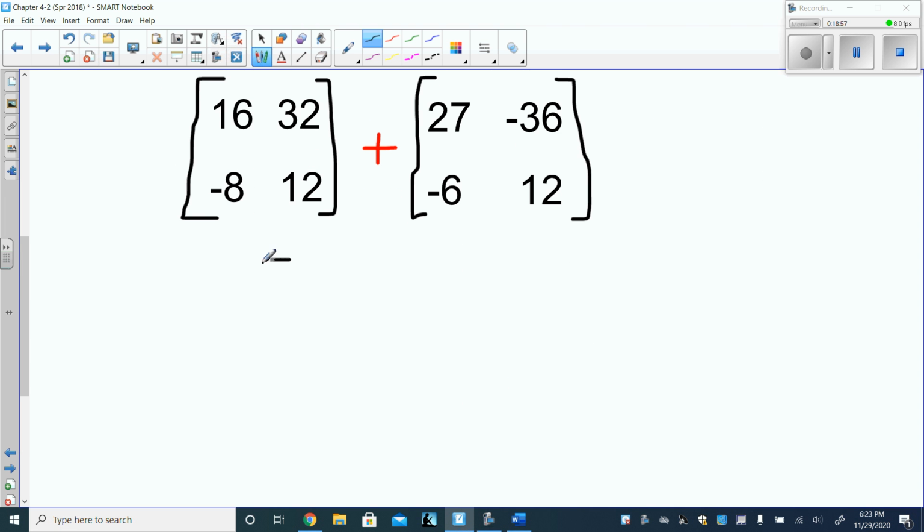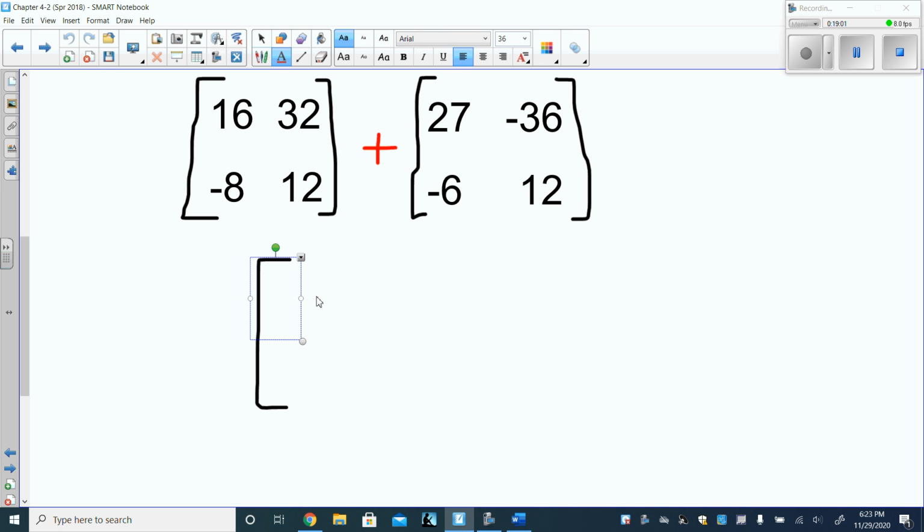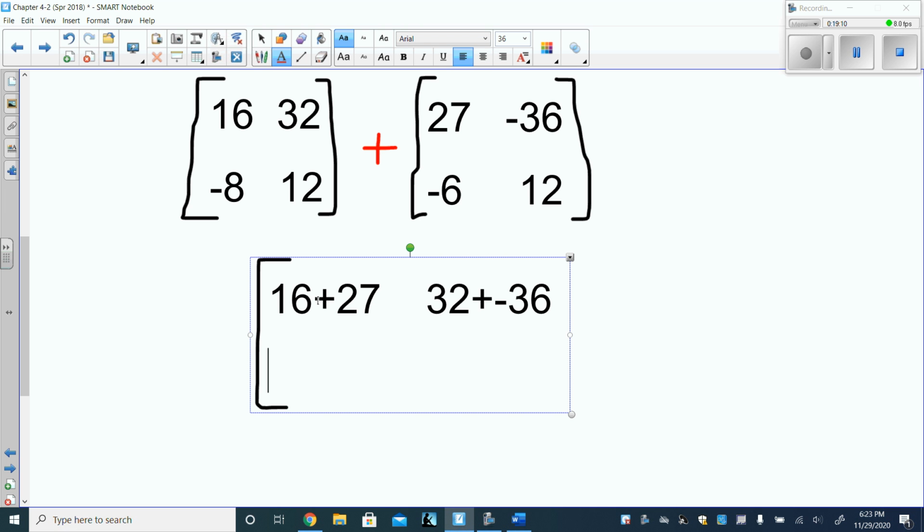We need to add the like terms. So our like terms would be 16 plus its corresponding term, 27. 32 plus negative 36. Then we'd have negative 8 plus negative 6. And lastly, we're going to have 12 plus 12.